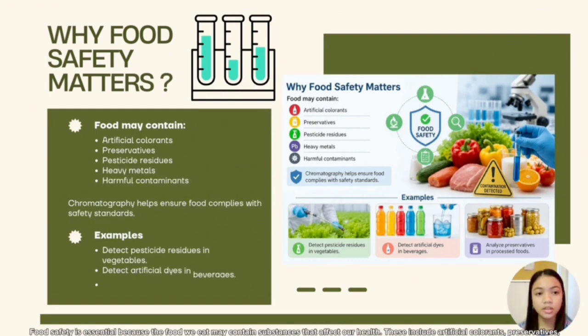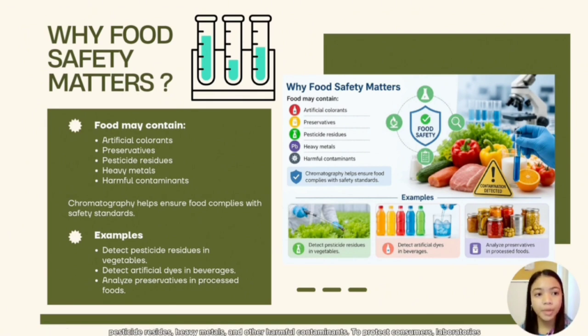Food safety is essential because the food we eat may contain substances that affect our health. These include artificial colorants, preservatives, pesticide residue, heavy metals, and other harmful contaminants. To protect consumers, laboratories use chromatography to detect and measure these substances accurately. For example, chromatography can detect pesticide residue in vegetables, identify artificial dyes in beverages, and analyze preservatives in processed foods. Now, I will hand over to my partner who will explain one specific application of chromatography in food safety.